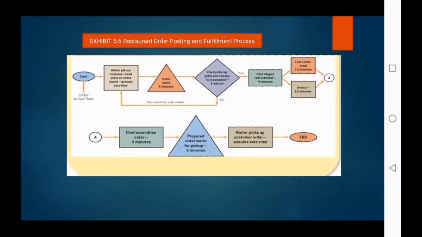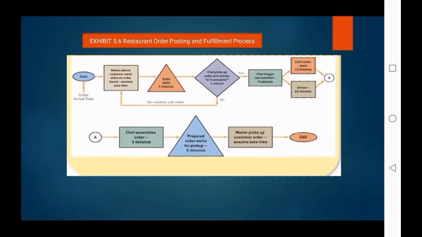So next, order waits 5 minutes. Chef picks up order and checks if it is accurate, 1 minute. Chef stages raw material, 4 minutes. Chef cooks meal, 12 minutes. Ovens, 10 minutes.